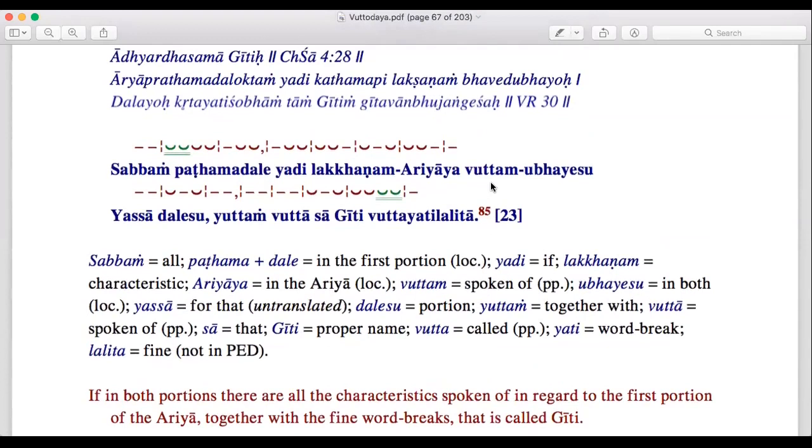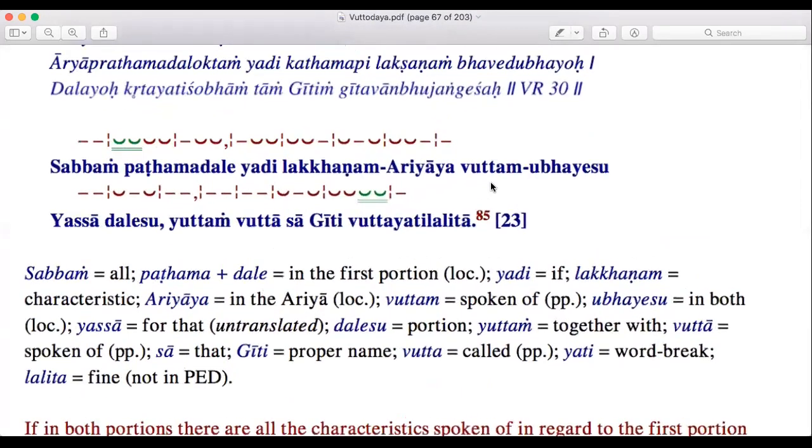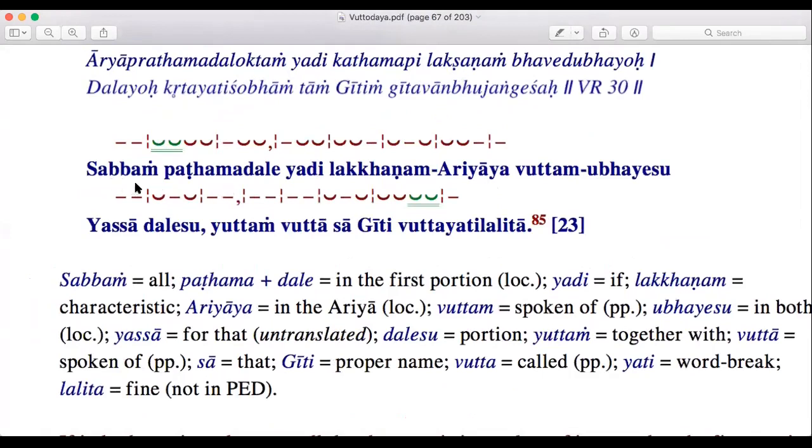We can go and check the groups here also. Sabbang is the first group. Then Pathamada is the second group. It is a Nagana, Na group. Then Le Yadi is the third group. Then you see this is a Pathya Arya verse. After the third group we can keep the line break, or in other words after the 12th measure. Then let's go to the second line.